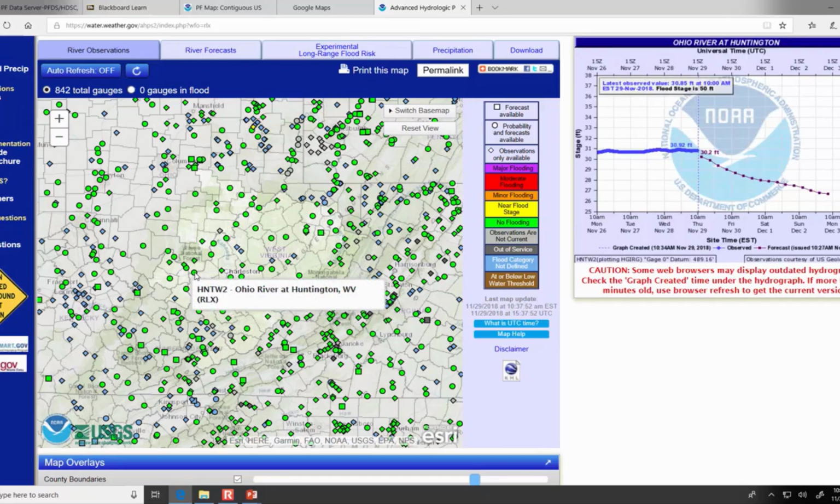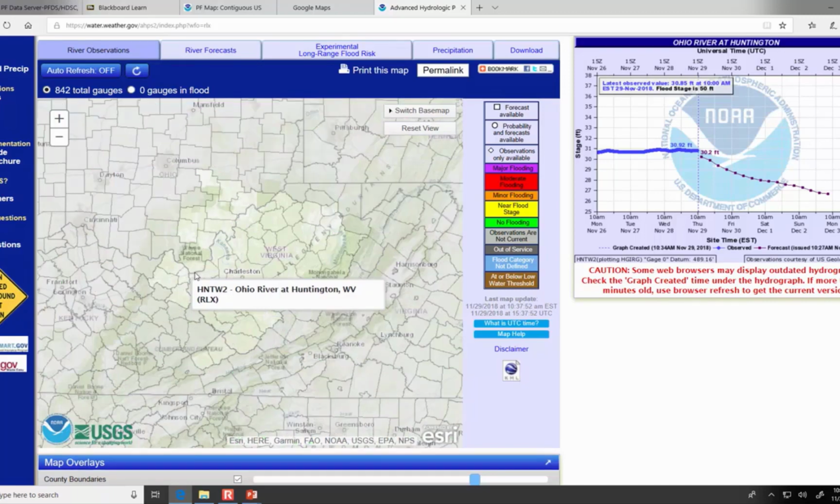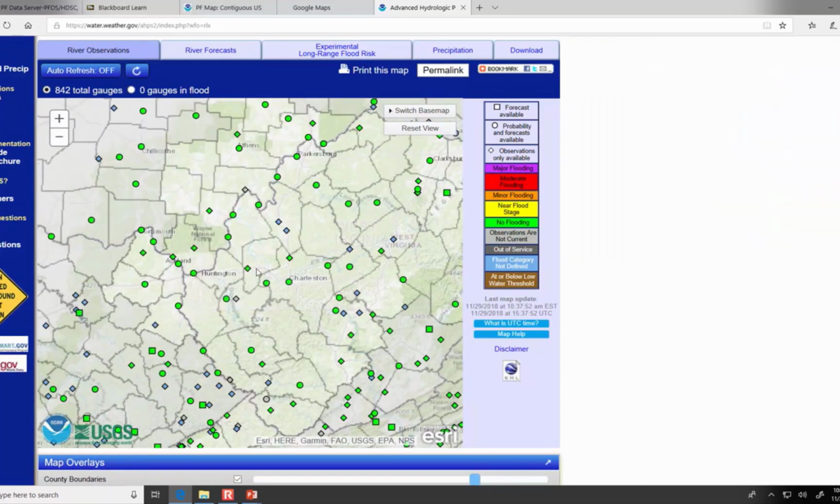Over on the right side, it's popping up the stage over the last couple of days. You can see that water levels have been relatively consistent, but they're predicting that the water levels are going to decrease. I guess they're combining weather forecasts and hydrologic models. So it makes the river depth data available.